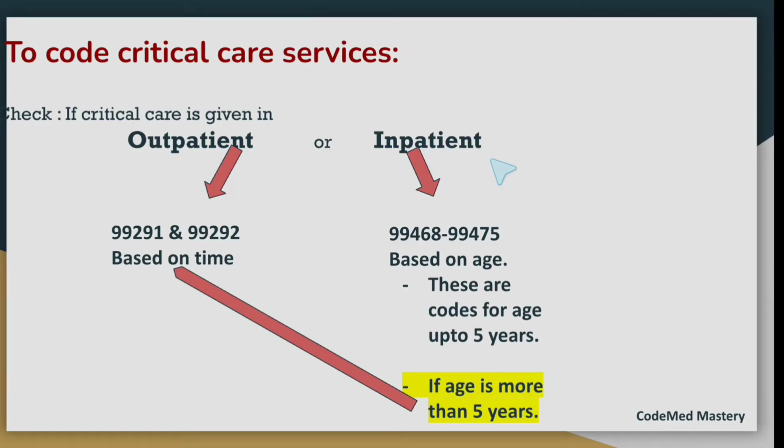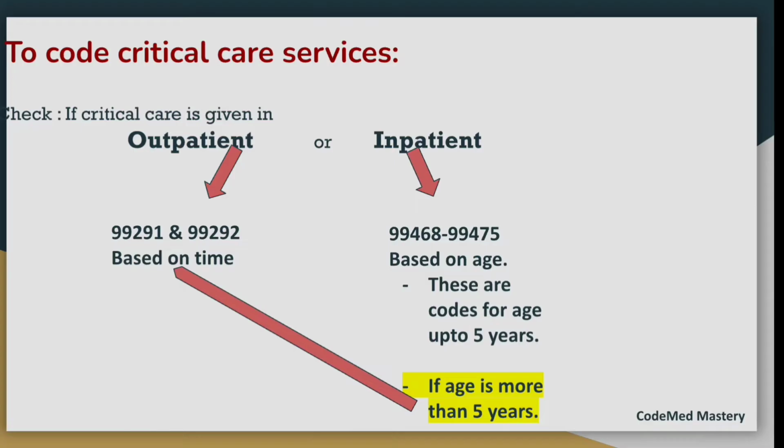Now let us see inpatient critical care service coding. The codes which are used are 99468 to 99475. That is based on age. So these codes are for age up to 5 years. If the age is more than 5 years, then you are going to code 99291 and 99292 itself. Please remember that when coding critical care services for patients above 5 years who are inpatients, then you will use 99291 and 99292. If they are below 5 years, then you will code 99468 to 99475.